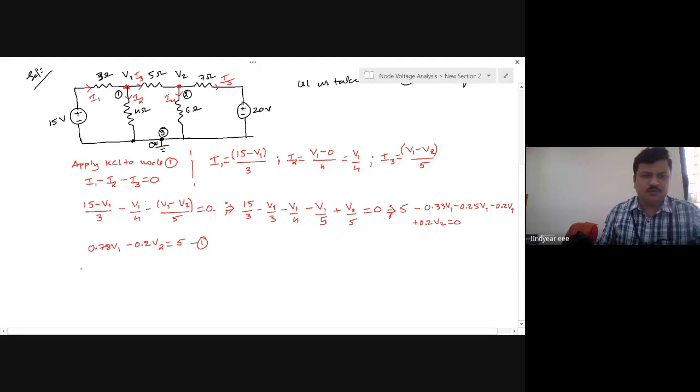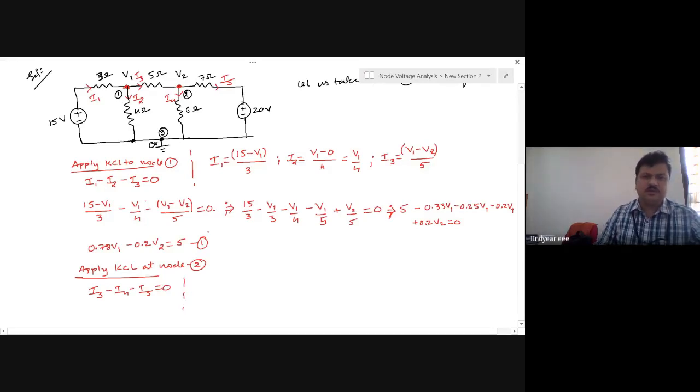Next, apply KCL at node 2. I3 is entering node 2, I4 is leaving, I5 is leaving. So I3 is positive, I4 is negative, I5 is negative. So it will be plus I3 minus I4 minus I5 is equal to 0.